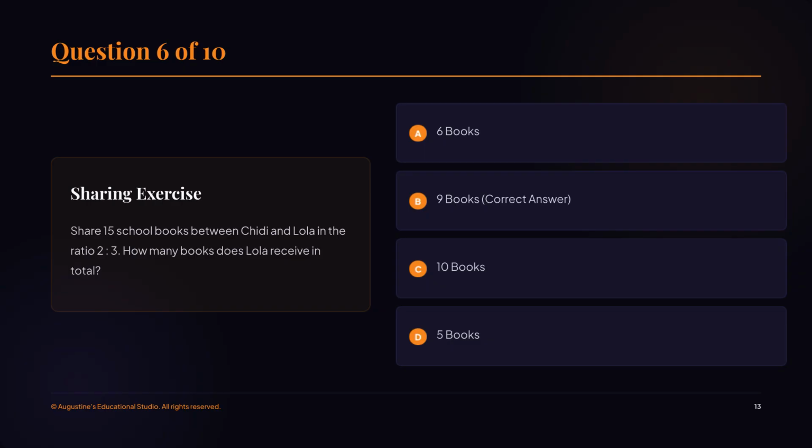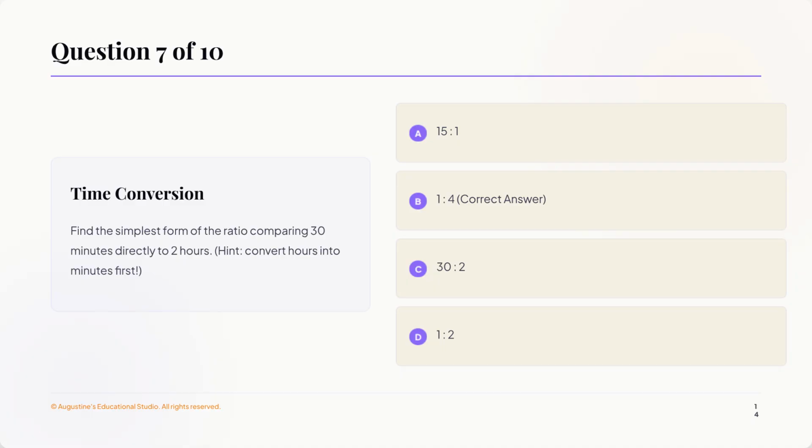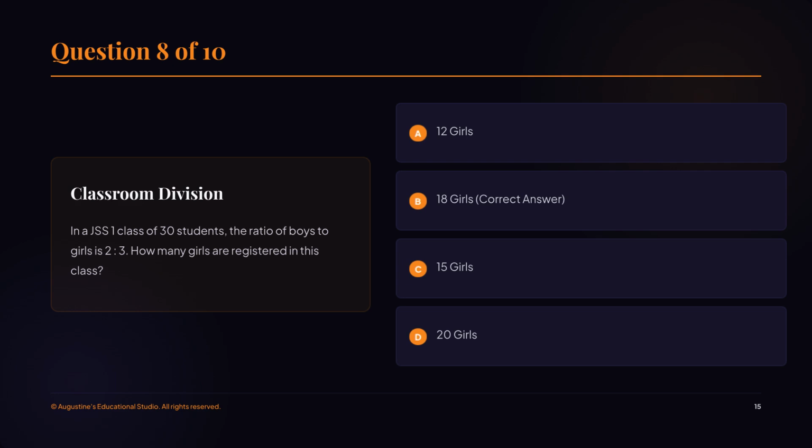In question 6, we share 15 books between Chidi and Lola in a ratio of 2 to 3. How many books does Lola receive? Question 7 asks for the simplest form of the ratio comparing 30 minutes to 2 hours. Be sure to convert hours into minutes first. Finally, for question 8, in a class of 30 students, the ratio of boys to girls is 2 to 3. How many girls are in the class?